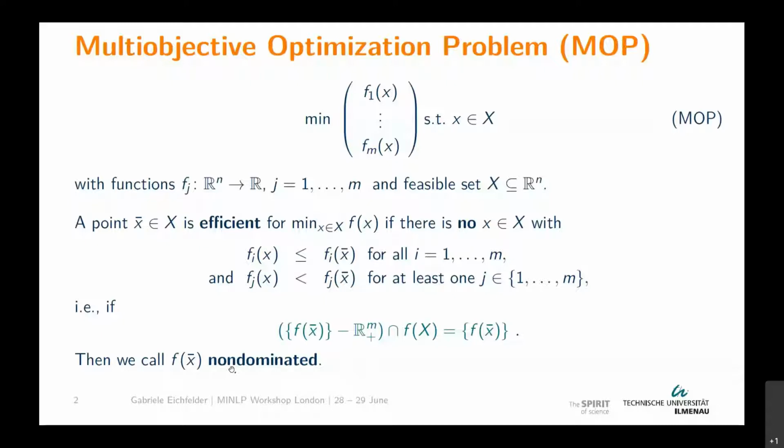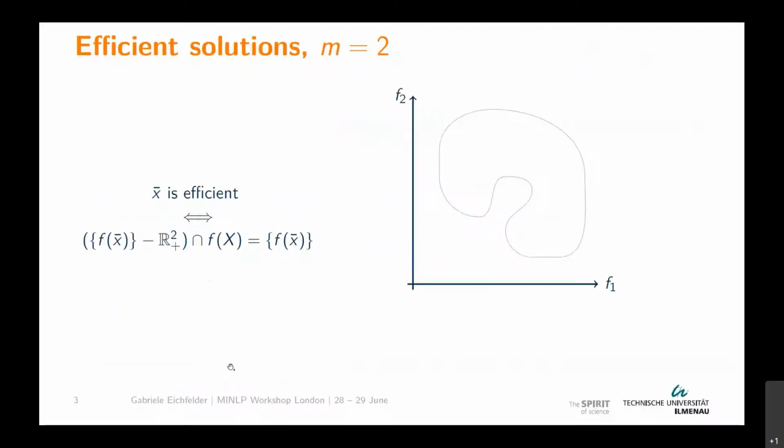This is quite often not possible. Then we aim for a representation of the set, or for finding an approximation or an enclosure of the set of non-dominated solutions. And here's an illustration.